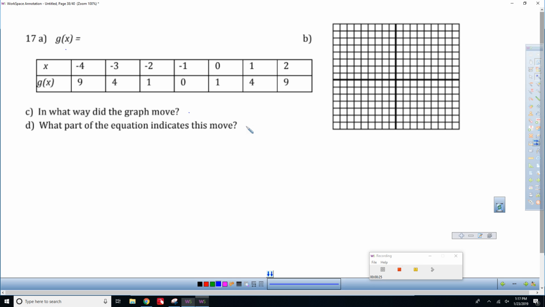I'm actually going to do B first, then C, then A, then D. Okay? And you want to know why? Because it's America and I can do whatever I want.